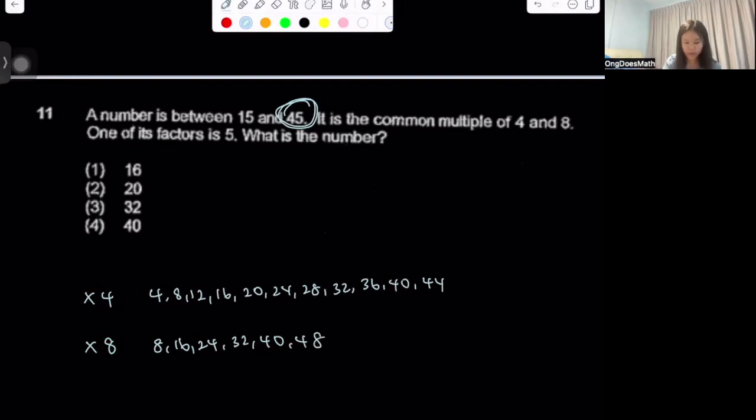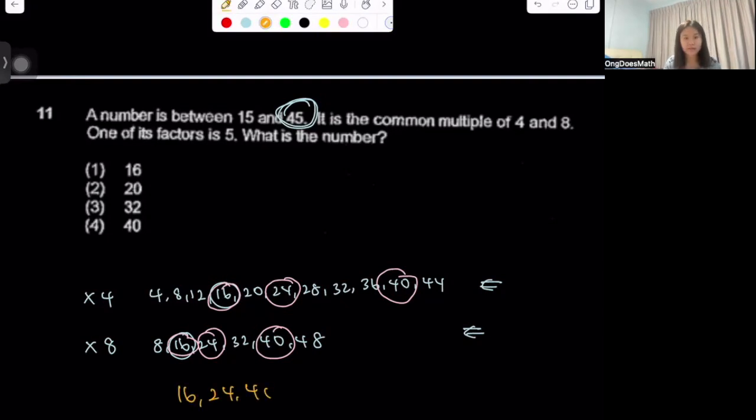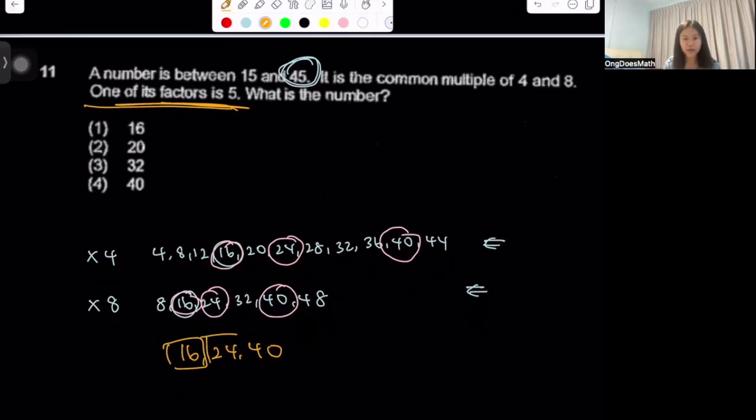So what's common between this row and this row? We see a 16. We also see a 24. Let me use another color. We also see 40. So there are 3 possible answers, and they are 16, 24, and 40. But we are given another piece of information, that one of its factors is 5. Which means out of these 3 numbers, which number is a multiple of 5? It's only 40, right? Hence the answer is option 4.